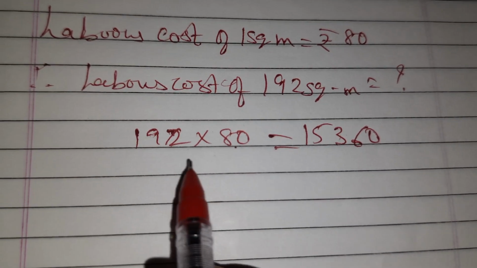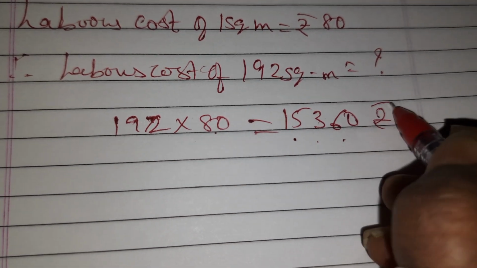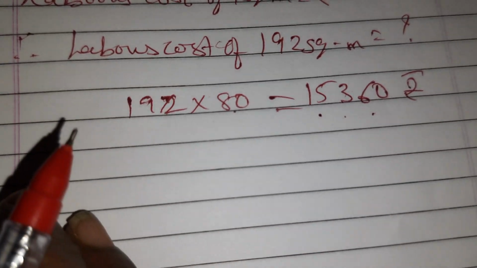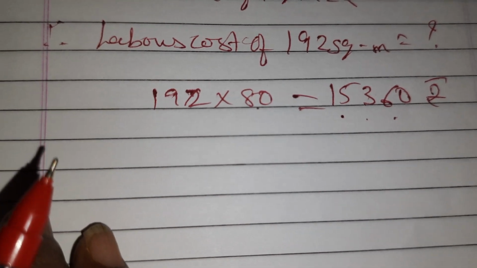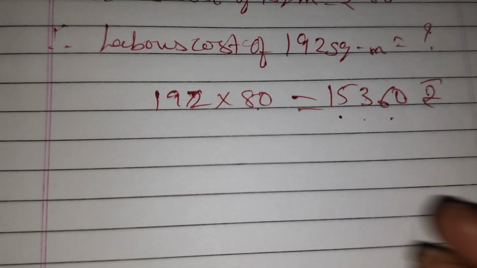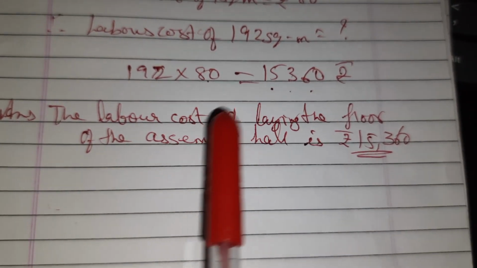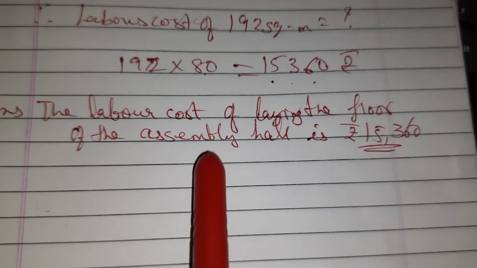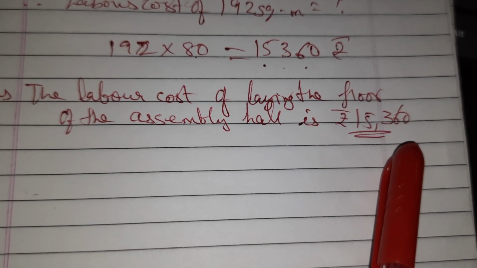So the answer we got is 15,360 rupees. That means the final answer: the labor cost of laying the floor of an assembly hall is 15,360. So this is the final answer. The labor cost of laying the floor of the assembly hall is 15,360.